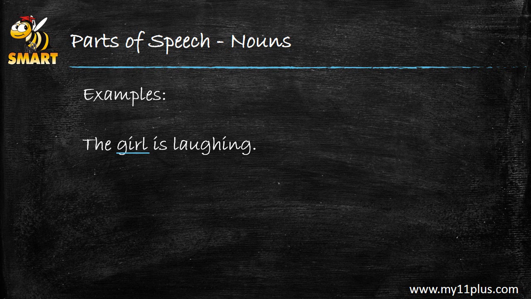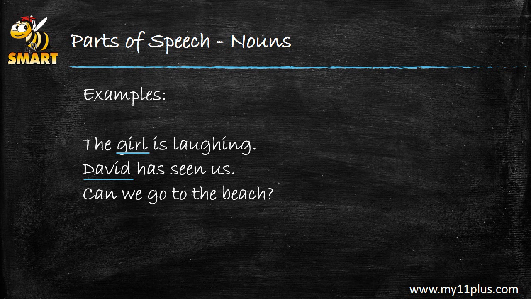Okay? Next sentence. David has seen us. Which is our naming word in that sentence? Our naming word is David. It's the name of someone, a specific person. So David is our noun in this sentence. Next sentence. Can we go to the beach? Which of these words is a naming word in that sentence? And if you said beach, then you're correct. Beach is the name of a place.